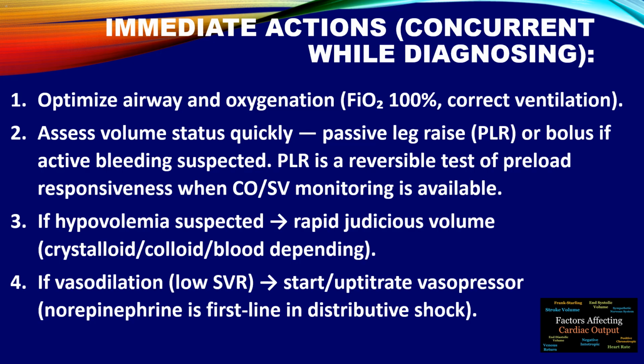2. Assess volume status. Quickly assess volume status using a passive leg raise (PLR) test or administer a fluid bolus if active bleeding is suspected. 3. Manage hypovolemia. If hypovolemia is suspected, administer rapid and judicious volume replacement using crystalloid, colloid, or blood products as necessary. 4. Manage vasodilation. If vasodilation is present, low systemic vascular resistance, start or up-titrate vasopressors, with norepinephrine being the first-line agent in distributive shock.